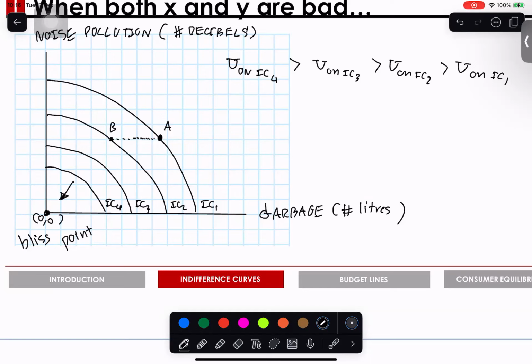Reducing garbage improves the utility level of this person, or reducing noise can also improve happiness received by this person, or both. Reducing the amount of bad, either X or Y or both, can make this person become happier. Okay. All right.